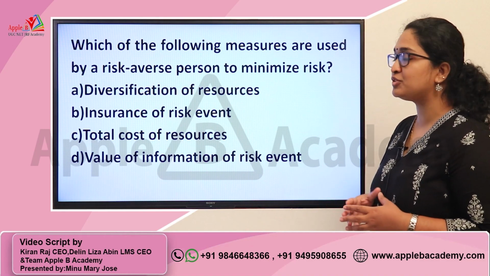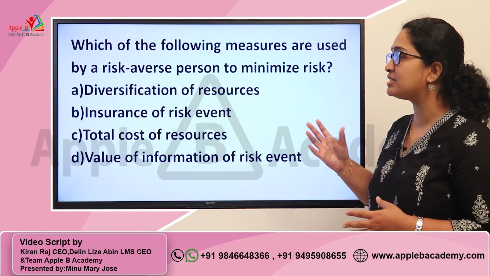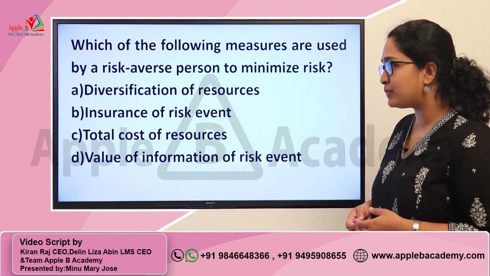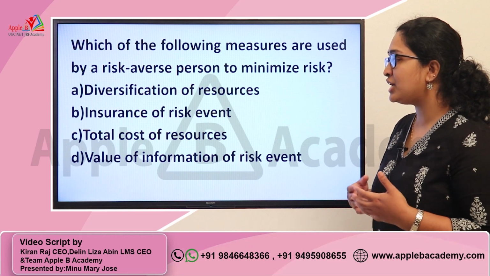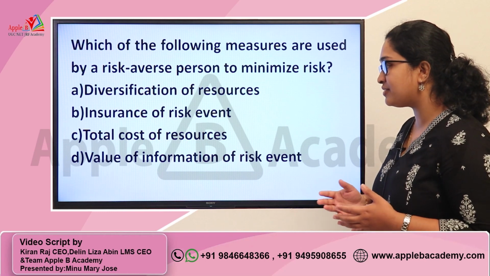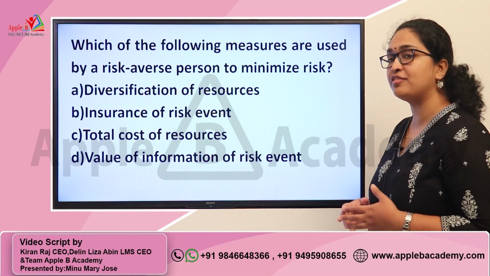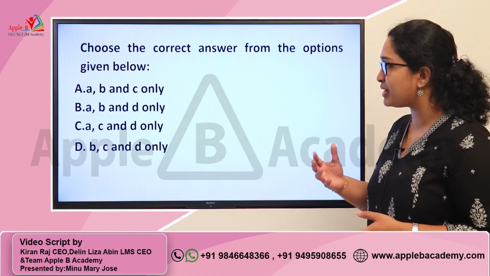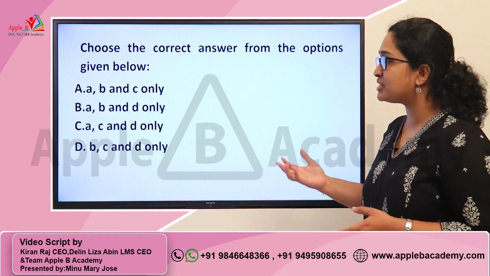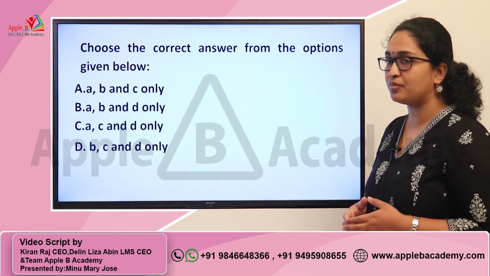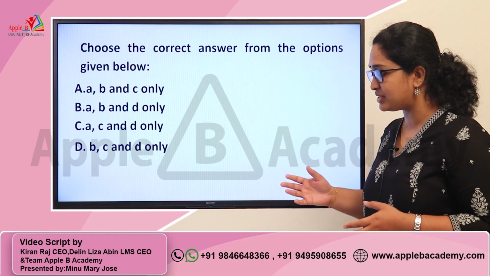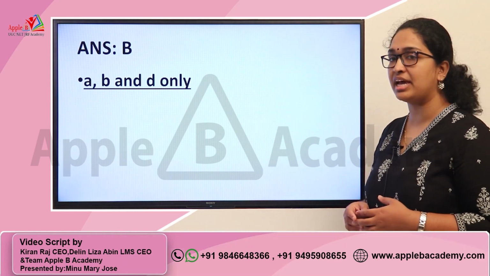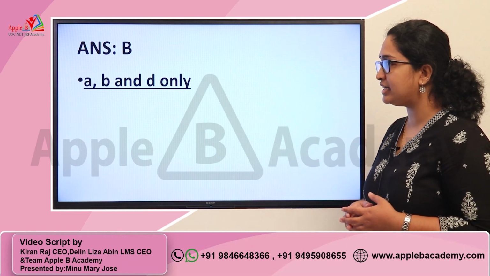So, which of the following measures or factors will be considered by a risk averse person to minimize risk? We have 4 options: diversification of resources, insurance of risk event, total cost of resources, value of information of risk event. Which combination of measures is adopted by a risk averse person to reduce risk will have to be chosen from the options given here. The answer is option B, that is A, B and D alone.